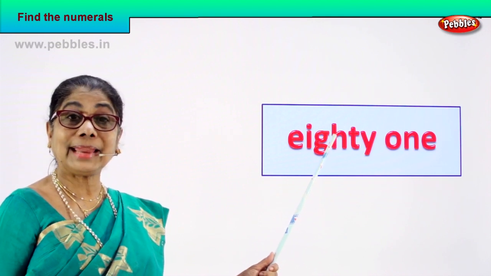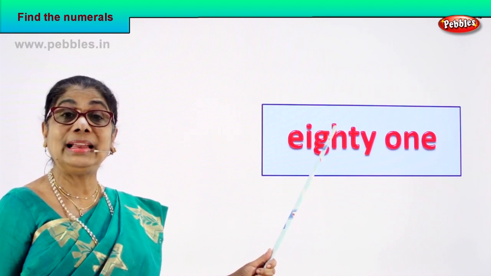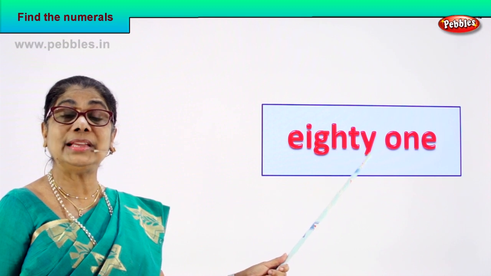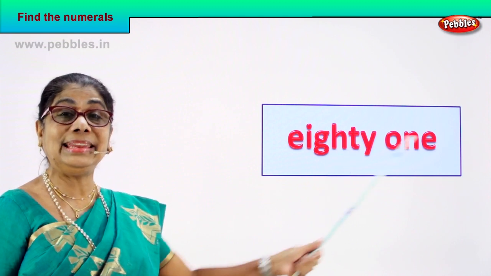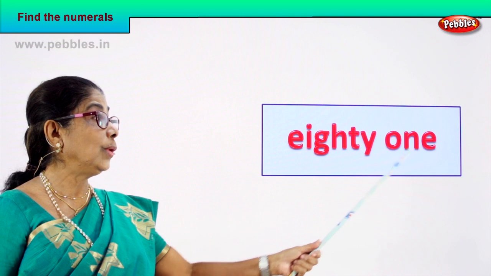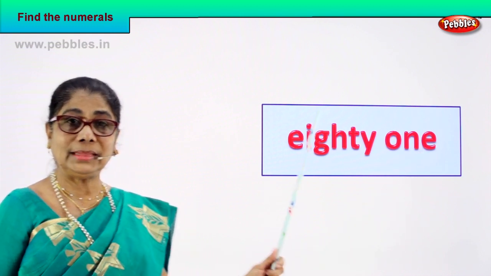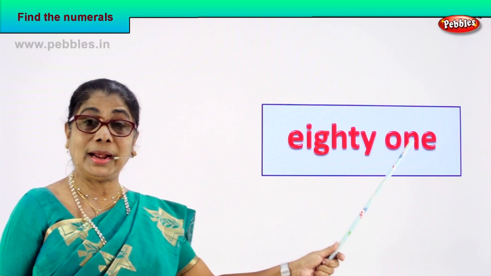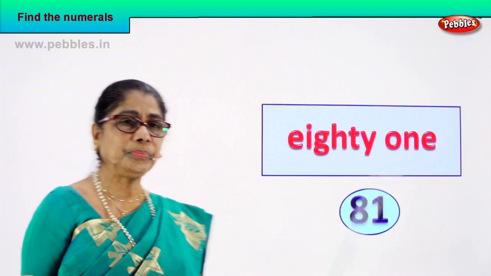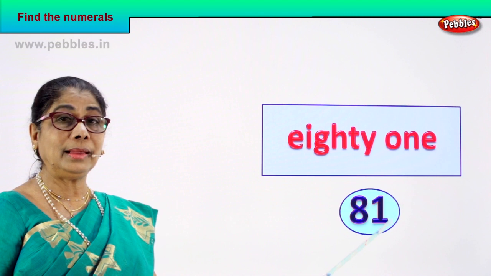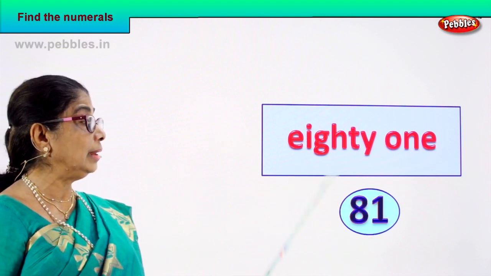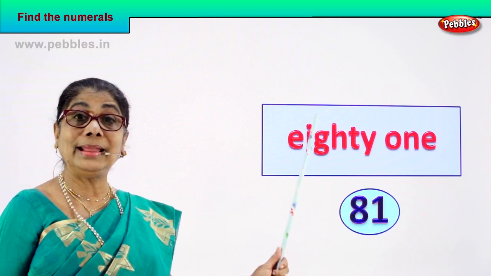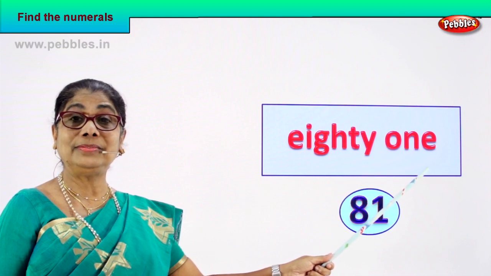Look. Spell. Eighty 80. And next, one 1. This word is 80. This is 1. 81. How will you write the numeral? 8 and 1, 81. Very good.